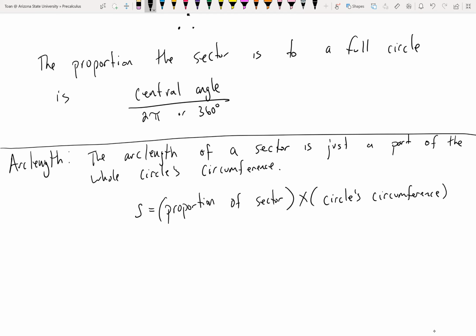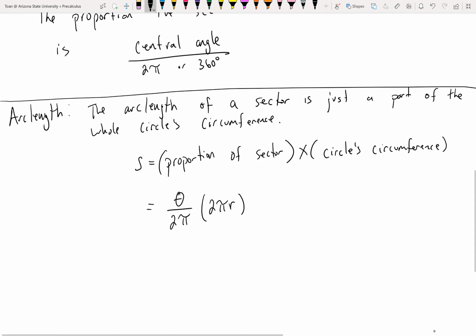Again, if the sector is half of a circle, then its arc length should be half of the circumference. If the sector is a third of a circle, its arc length should be a third of the circumference. Well, as stated before, to find the proportion of the sector, it's simply the central angle divided by the total amount of angles. Now, let's suppose that we're in the radian system. That's 2 pi times the formula for circumference. So we have to remember from geometry that the formula for circumference is 2 pi r, right? And then hopefully you guys can see that the 2 pi's cancel out.